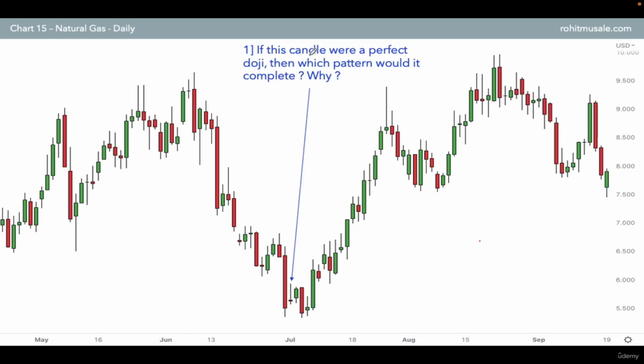Question 1. If this candle were a perfect doji, then which pattern would it complete? So if this candle were a doji, it would complete a bull harami cross. Why? Because in a harami pattern, if the second candle is a doji, it is called a cross pattern.